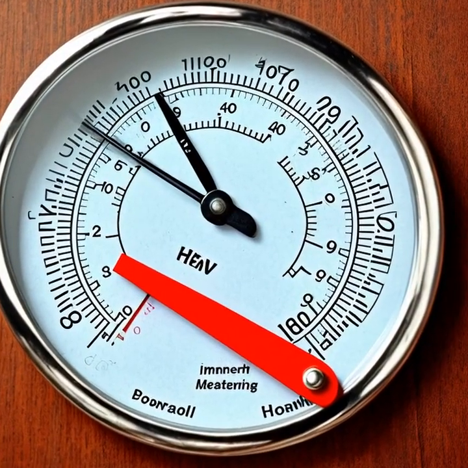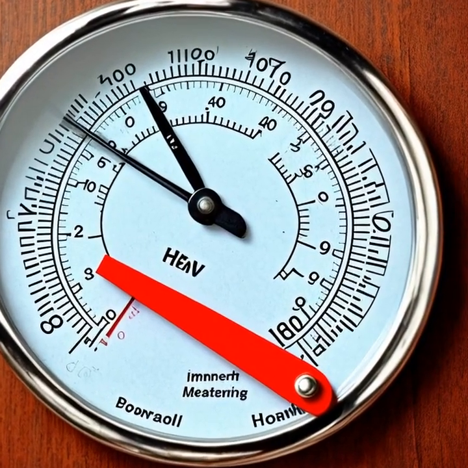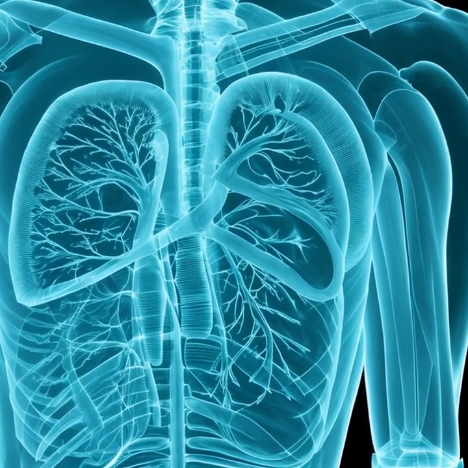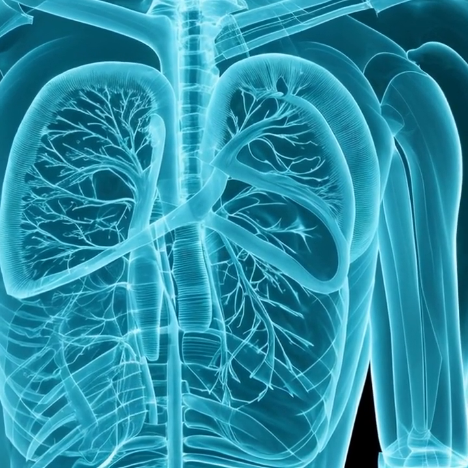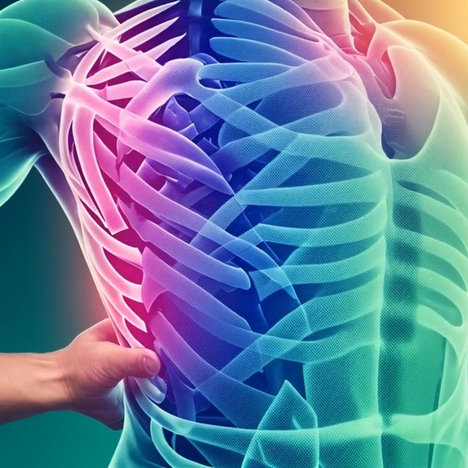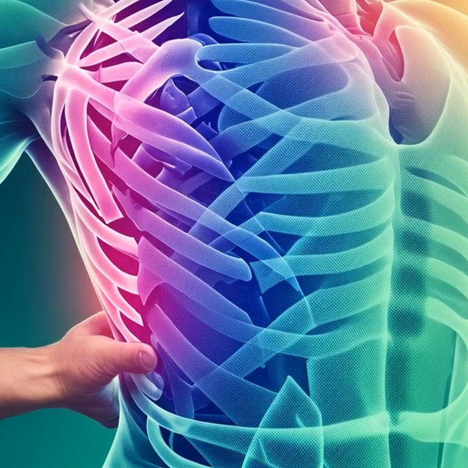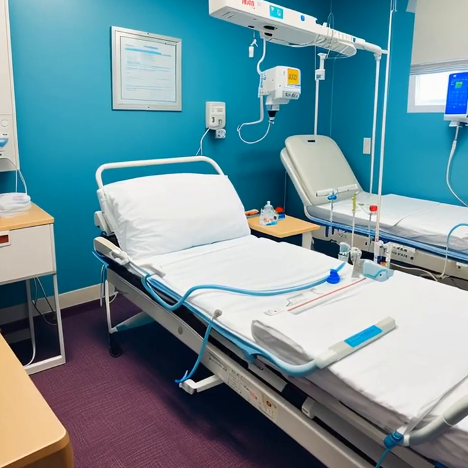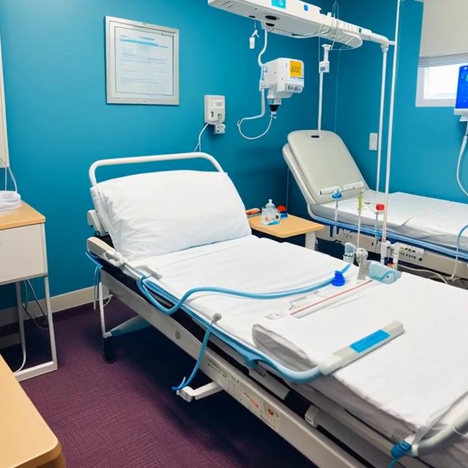Pneumonia can present with a variety of symptoms, some of which may seem like a common cold or flu at first. However, these symptoms can become more severe over time. The common signs and symptoms of pneumonia include cough. A persistent cough is often one of the first symptoms of pneumonia. It can be dry or produce mucus, which may be green, yellow, or even bloody.